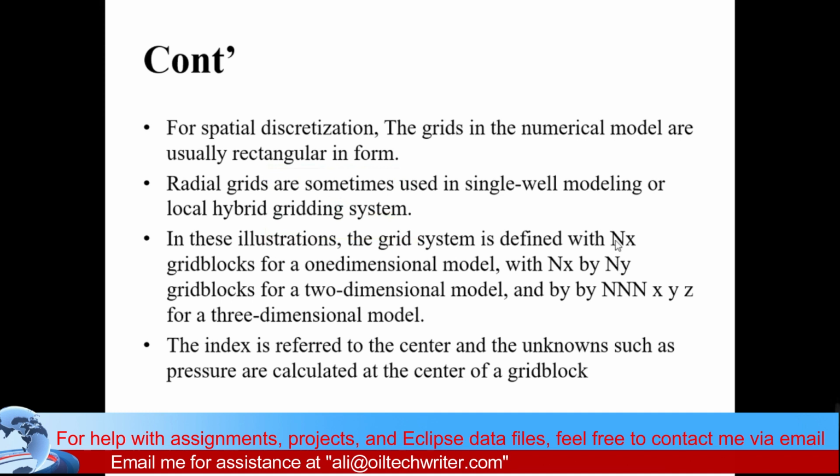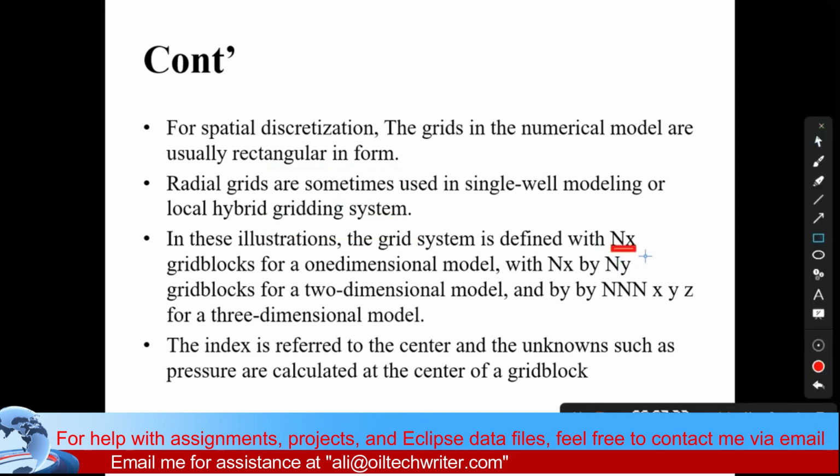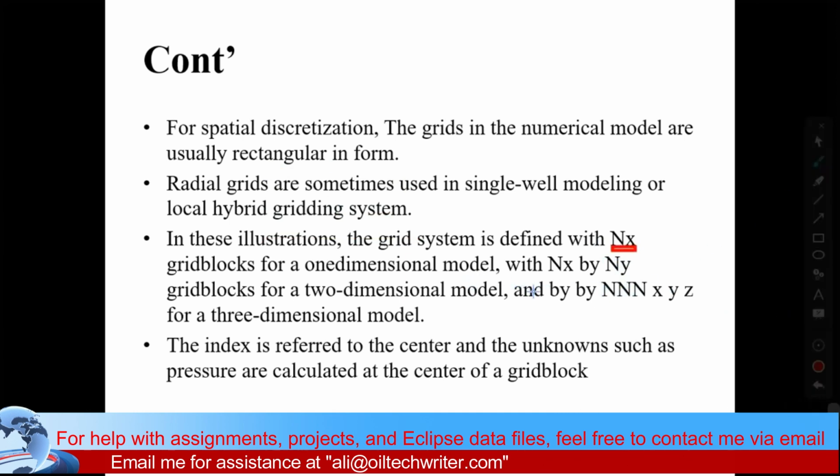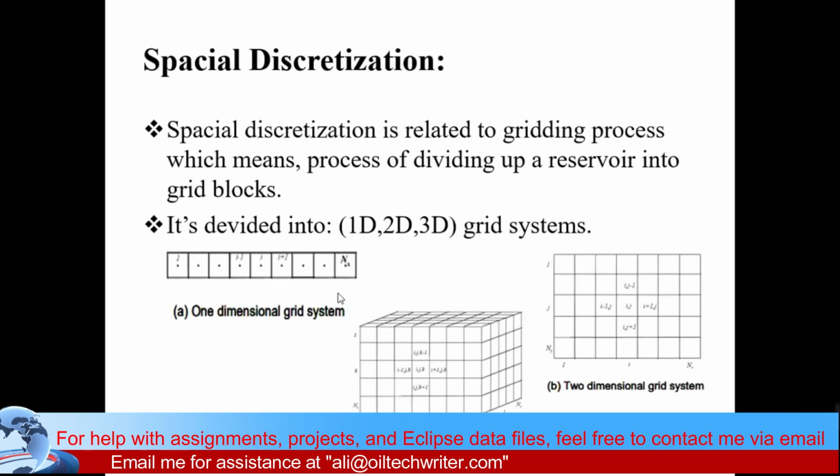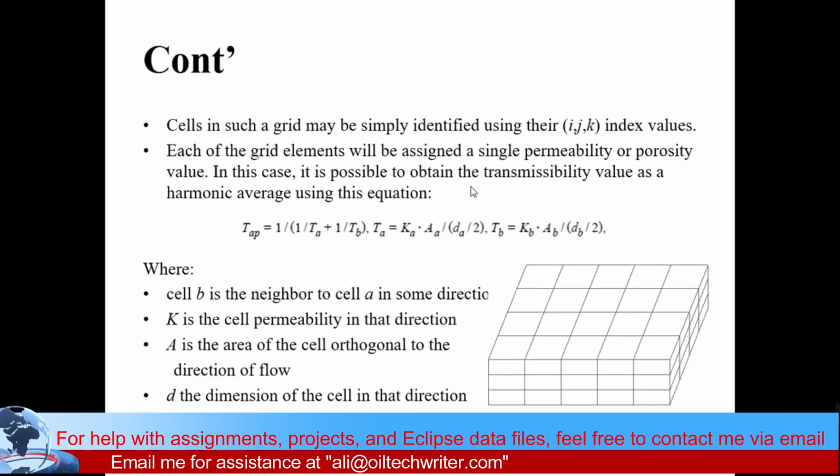For the one-dimensional, we define the grid block in only the x direction. Nx, we define it using nx. Or if we have a two-dimensional one, as I showed you in the previous slide, nx by ny. Or in three dimensions, we have x, y, and z. So here you can see we have only the x direction. Here we have x and y. Here we have x, y, and z, three dimensions in this case.